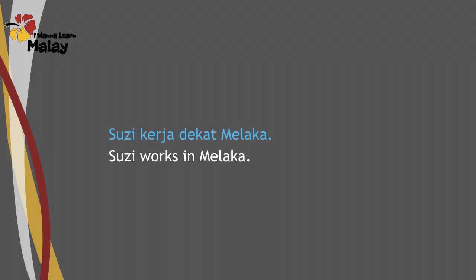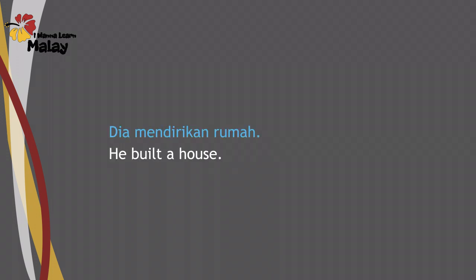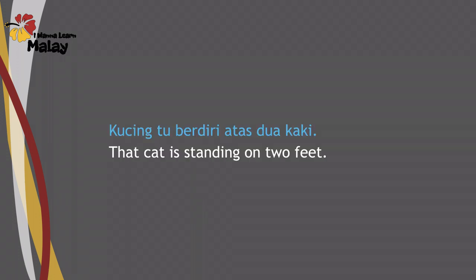Instead of saying dia mendirikan rumah, as in our example earlier, you can just say dia dirikan rumah. The other example was kucing tu berdiri atas dua kaki. If you want to keep it simple, you can just say kucing tu diri atas dua kaki.